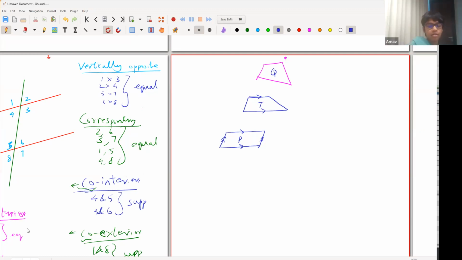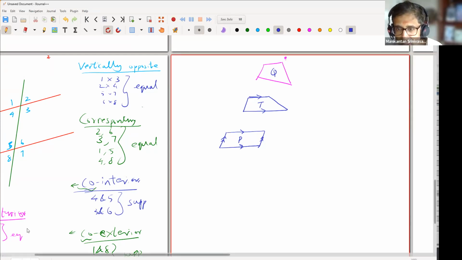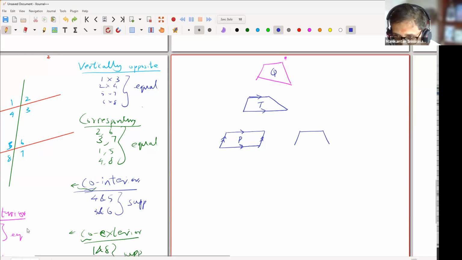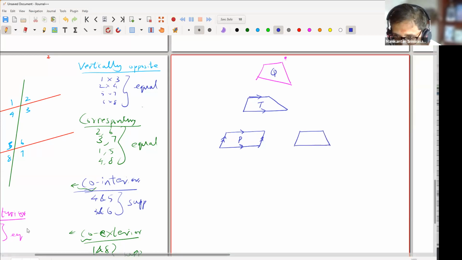Sir, an isosceles trapezium is a trapezium in which the base angles are equal. Excellent. Yes, the base angles are equal. So if I form a trapezium, something like this, right? These base angles are equal in an isosceles trapezium. I call it IT. So it's a trapezium where the base angles are equal.